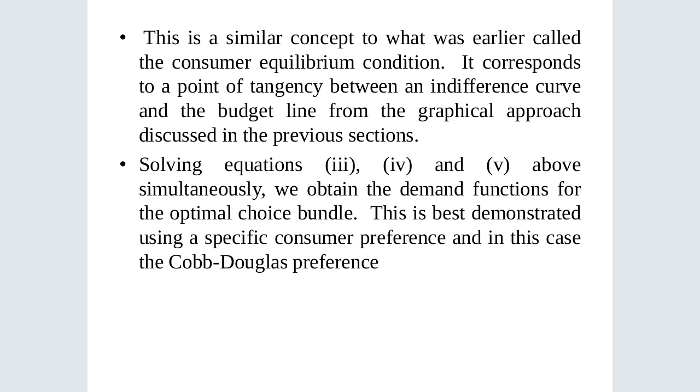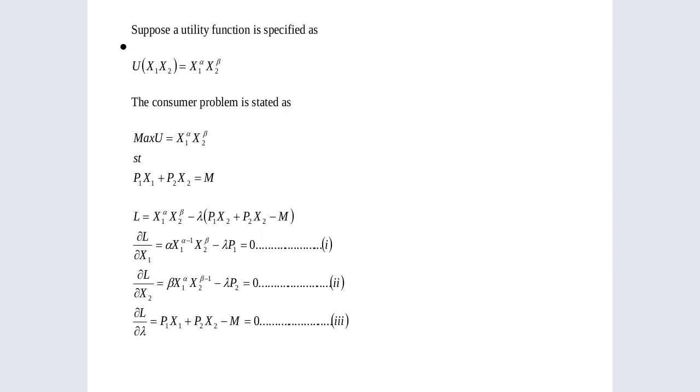Let's use the consumer preference given as a Cobb-Douglas preference. Now, assume the utility function, or the consumer preference, is given as a Cobb-Douglas function. That is, the utility, which is a function of commodity 1 and commodity 2, is given as x1 raised to alpha, x2 raised to beta.